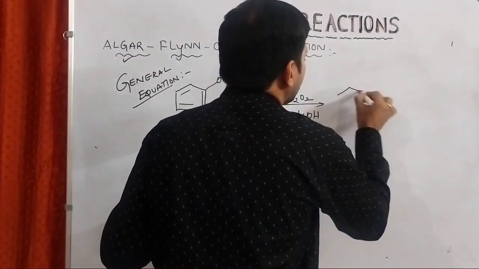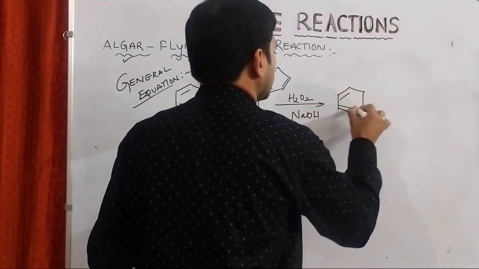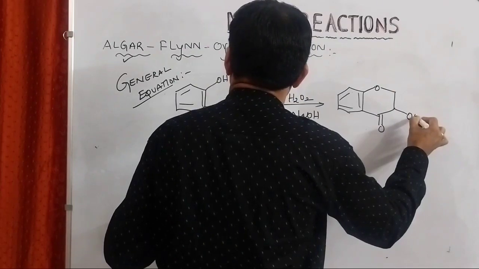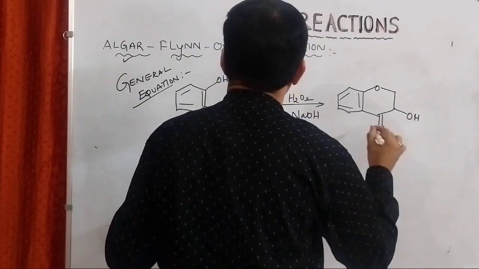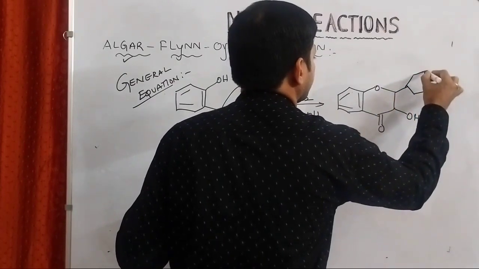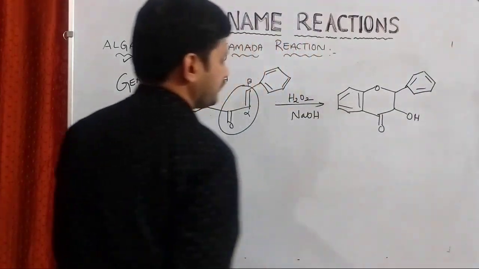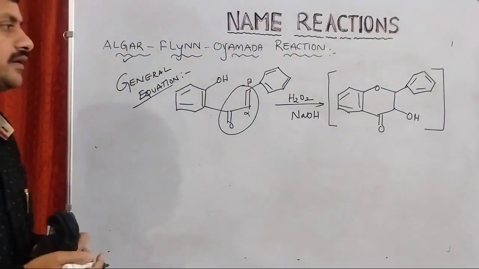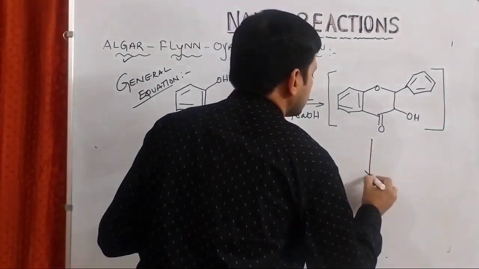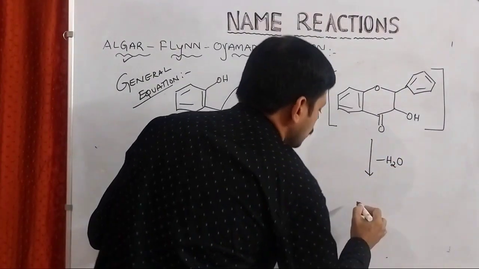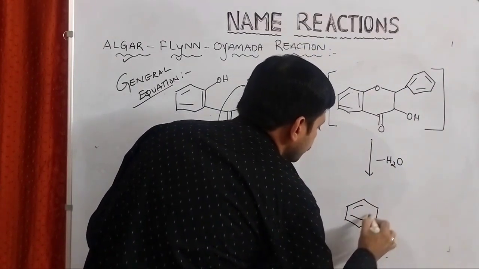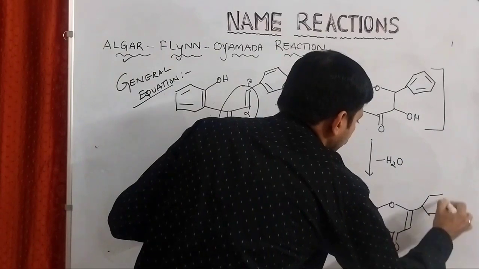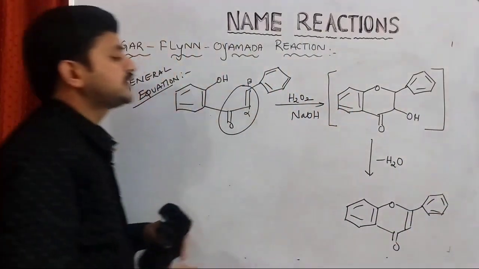In this transformation, initially we get one intermediate compound. The intermediate compound will be like this: C double bond O, OH. This kind of intermediate forms initially. This one is further subjected to elimination of H2O. It can produce this kind of compound.